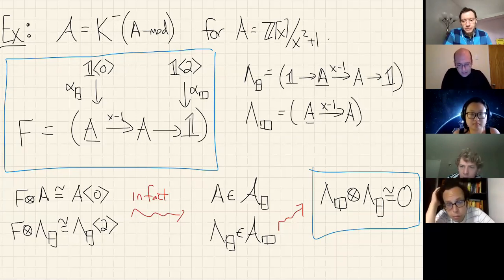So, yes. Are there any plus or minus typos? X squared plus one, and both maps have an X minus one.